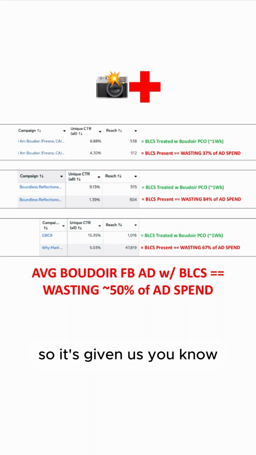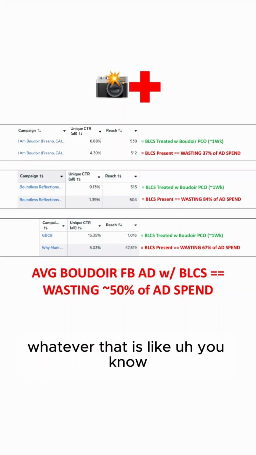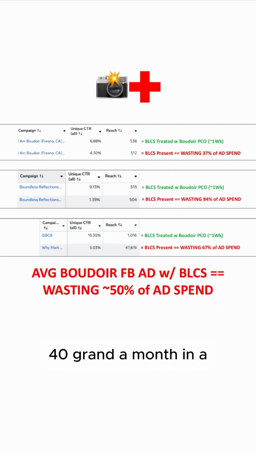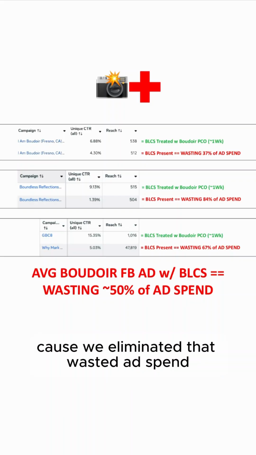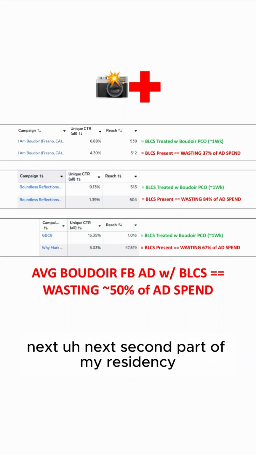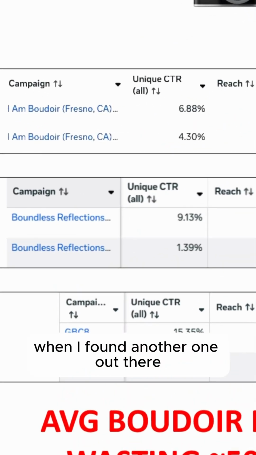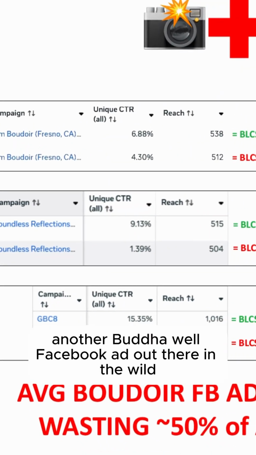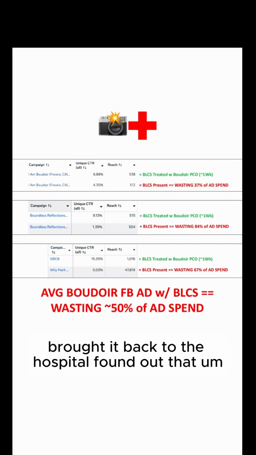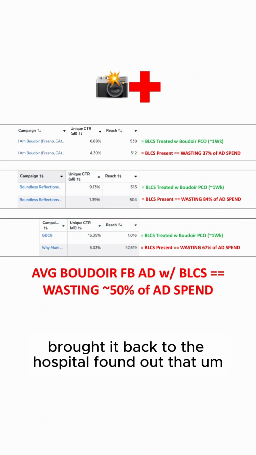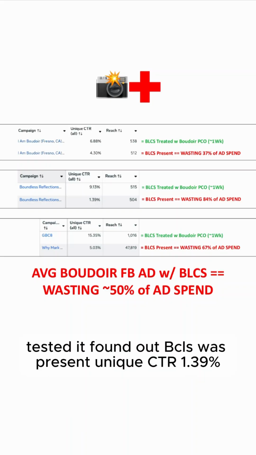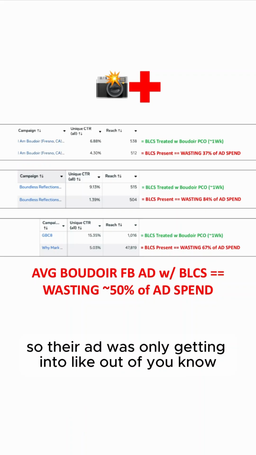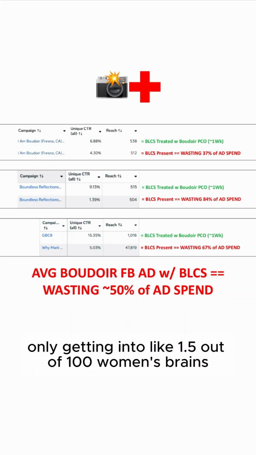So it's given us 3,700 bucks a month times 12, whatever that is, like 40 grand a year in kind of phantom profit or extra profit because we eliminated that wasted ad spend. Next, second part of my residency, I found another Boudoir Facebook ad out there in the wild, brought it back to the hospital, ran it, tested it, found out BLCS was present, unique CTR of 1.39%. So their ad was only getting into 1.5 out of 100 women's brains.